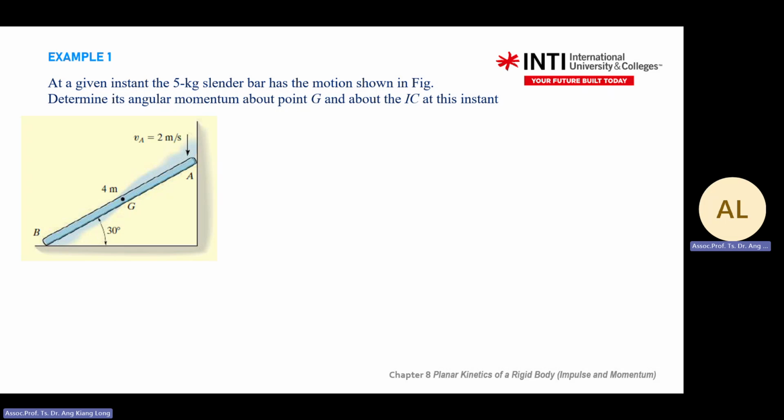Okay. So you're given a mass there. Determine the angular momentum about this point. So you're calculating H equal to I omega, and your I equal to IG plus MD square. If you're referring to the center of mass, then there's no D square there. Okay, you see, so about the IC point, it's easy.